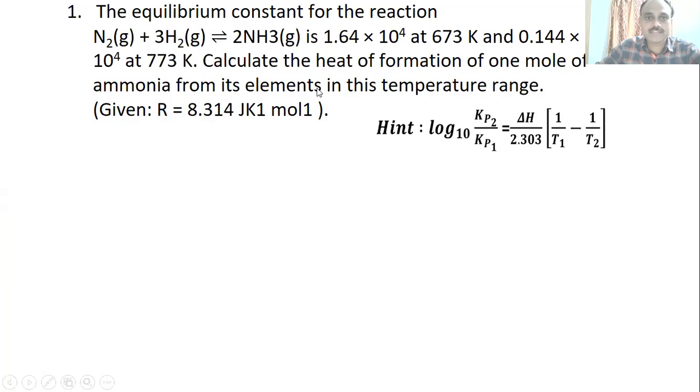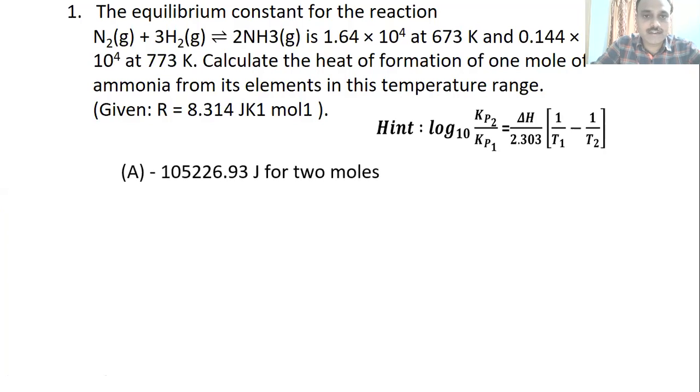This is on the basis of the Van't Hoff reaction isochore, that is the temperature coefficient: log Kp2 by Kp1 equals delta H by 2.303 R, and here two temperatures are given, 673 and 773, and Kp1 and Kp2 are also given, and what is to be calculated? Calculate the heat of formation. Okay, you can interchange this formula and you can calculate delta H provided T1 and T2 are known. Okay, you try for the answer, and now we have to look for the options.